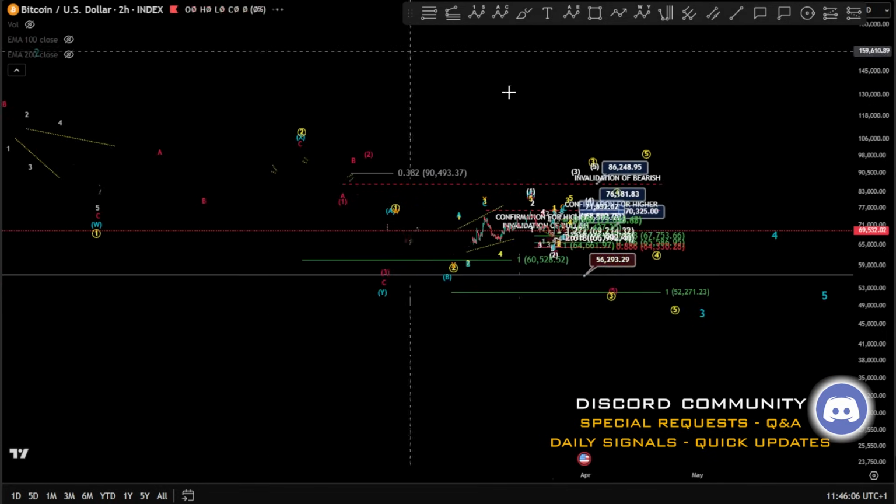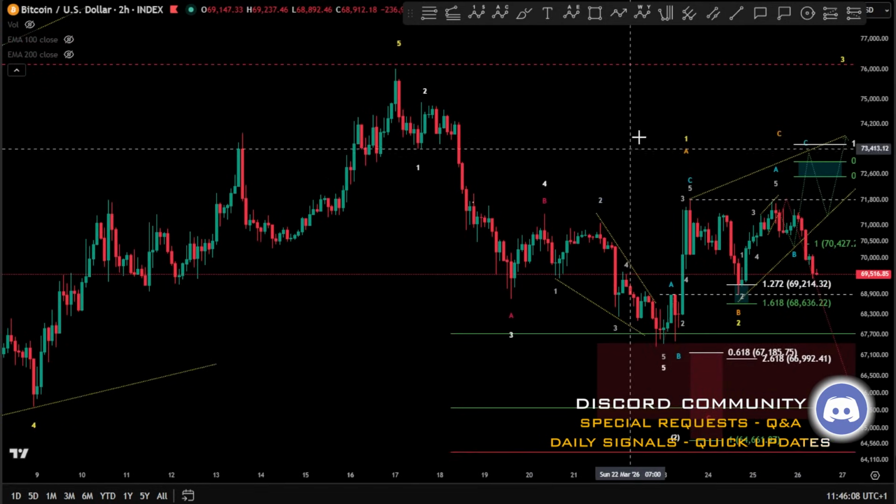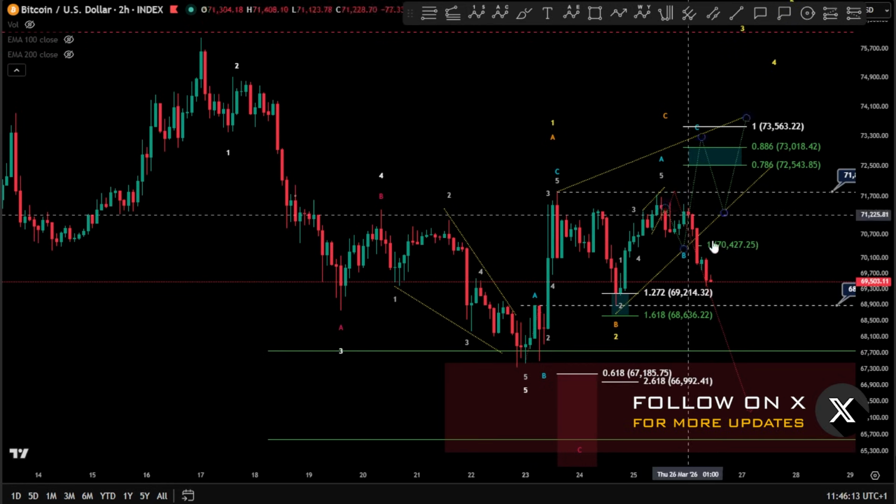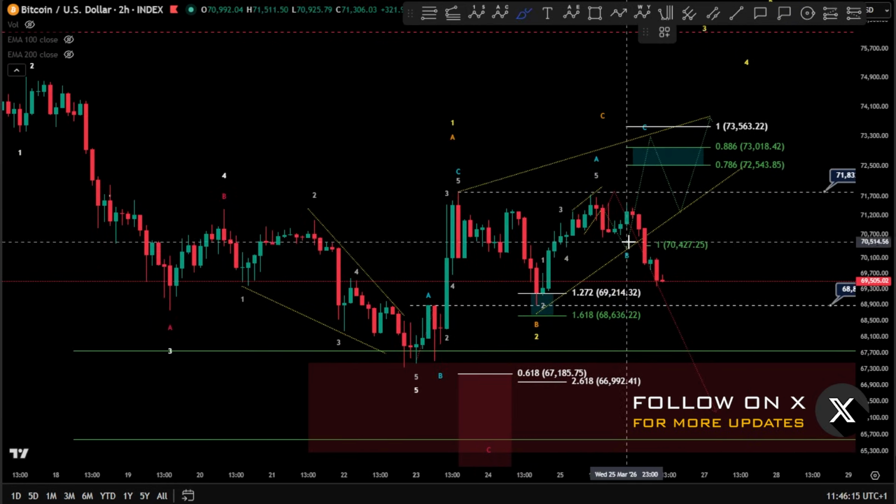Now, let's dive inside it on the 2 hours chart. Yesterday, I mentioned that there are probabilities here between bullish and bearish. I hope that you understood this clearly, guys.